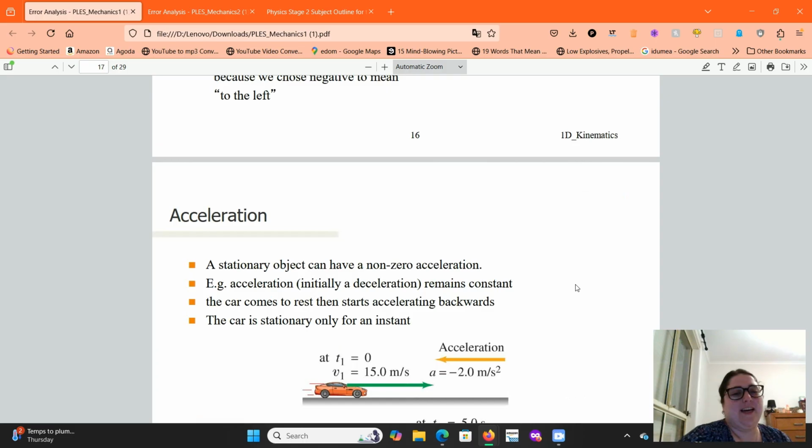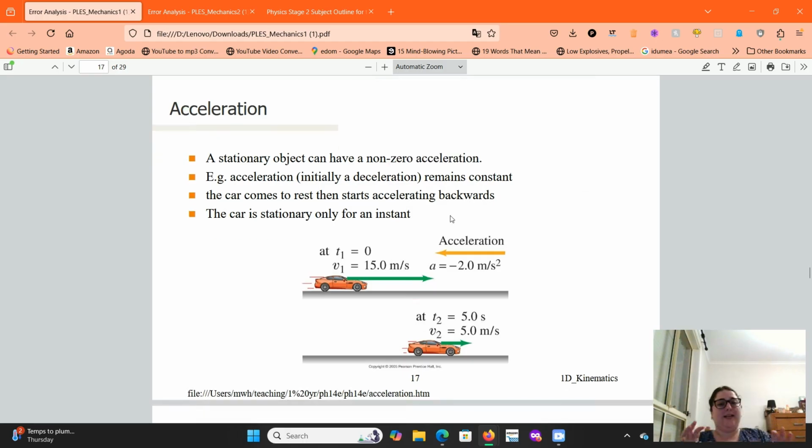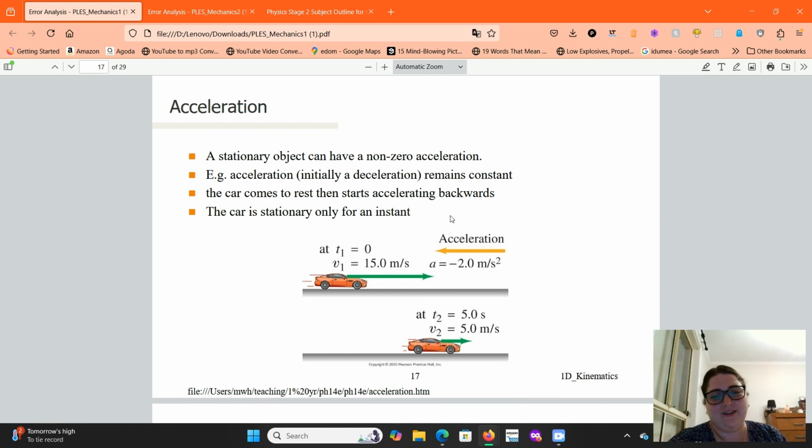I digress. Alright, so continuing with acceleration, a stationary object can have a non-zero acceleration. For example, the acceleration, initially a deceleration, remains constant. The car comes to rest and then starts accelerating backwards. The car is stationary only for an instant. So basically it's moving, it comes to a brief stop and then starts moving back in the opposite direction.